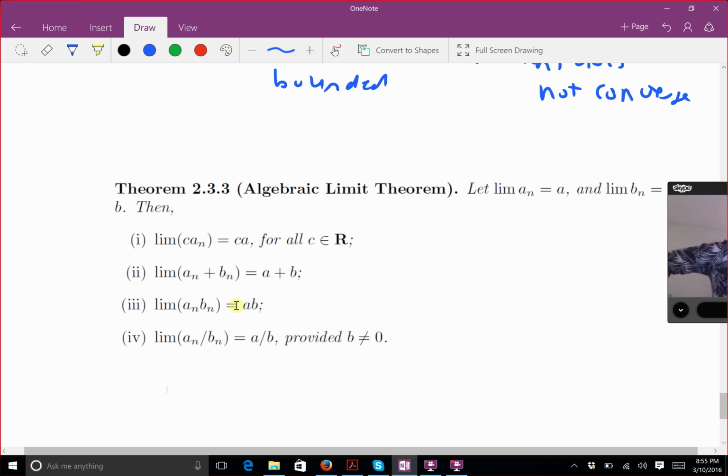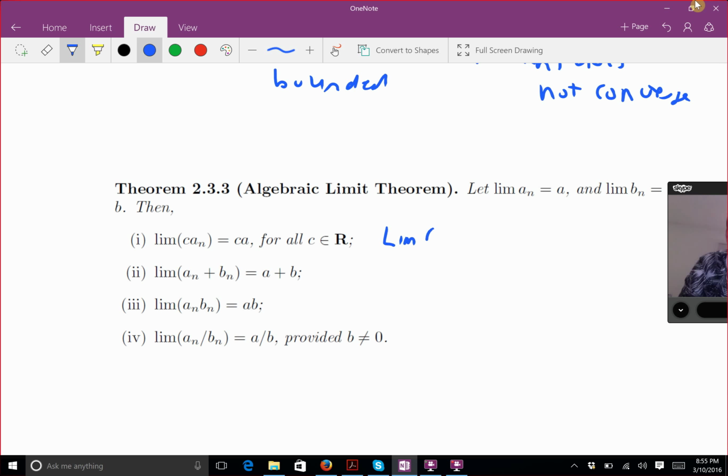So the first one says that if you have a limit a_n that converges to a, and now I make a new sequence, which is c times a_n. I multiply every element in the sequence by c. That converges to c times a. So notice what this is saying: the limit kind of distributes. The limit of c times a_n as n goes to infinity, the c factors out, and this is c times a.